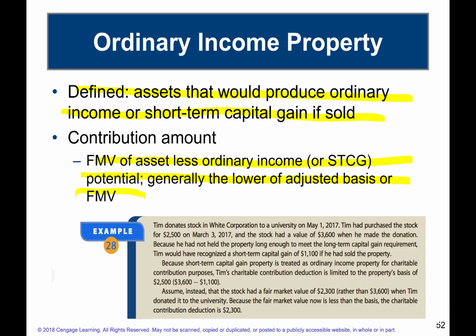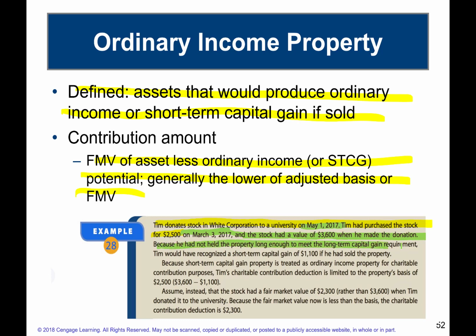Okay, so just look at this one. Tim donates stock to this university, and he purchased the stock for $2,500. Now that's his basis, right? He purchased it for $2,500 on March 3rd, 2017. Is that a year or less than a year from May 1st, 2017? Okay, so he didn't hold that property for a year, right? And so what happens? The stock had a value of $3,600 when he made the donation.